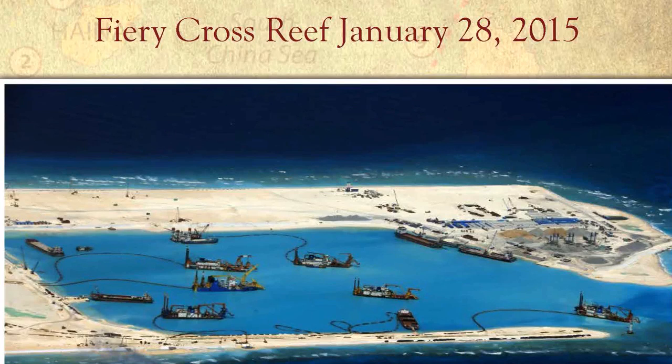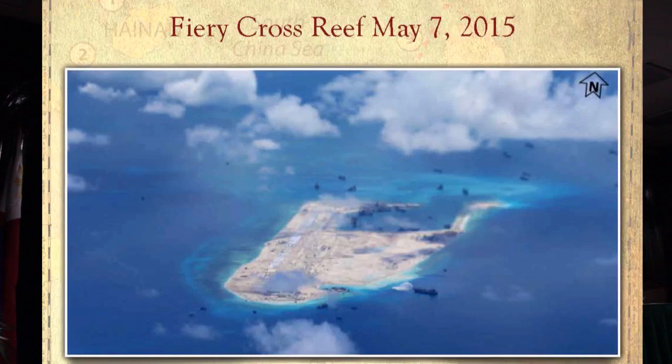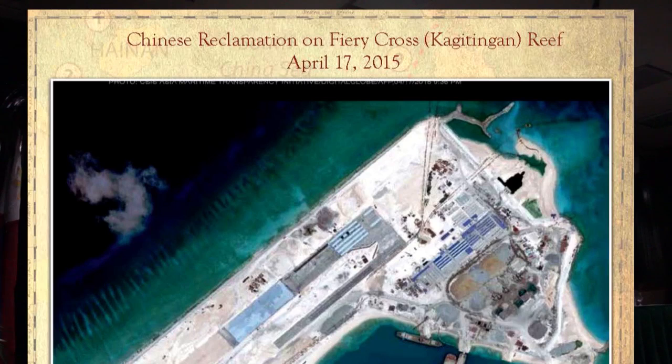These are the dredgers of China sucking the sand from this lagoon, putting it along the reef. This will be the harbor for the naval vessels of China. This will be the runway. This is the apron of the runway. Next slide. Fiery Cross Reef, May 7. Next slide. Fiery Cross Reef, April 17.